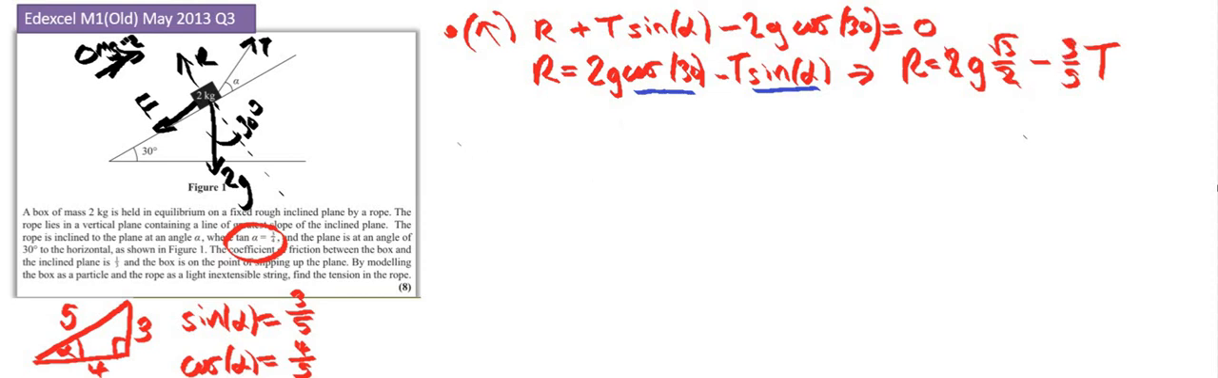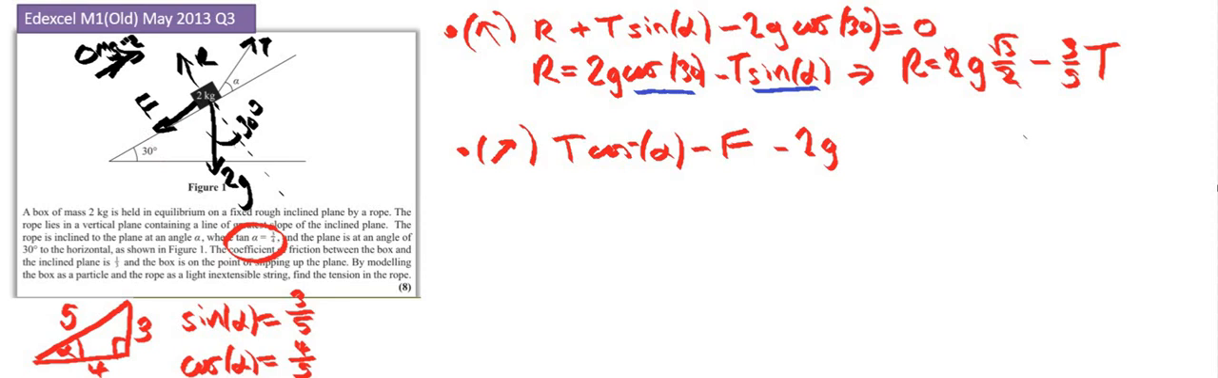Next thing I need to do, I need to think about moving up the plane in the direction of movement. So what forces have I got? Okay, so I've got tension pulling it. So that's T, but that's at an angle of alpha to the horizontal. So that's T cos alpha. I've got friction trying to stop it. And I've also got the gravity vector trying to drag it down the incline. 2g. Remember the angle is 30 to the vertical. So that's 2g sine 30.